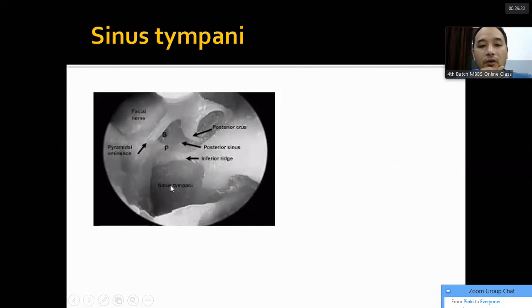Now this is an endoscopic picture. This depression cavity is the sinus tympani. This is the pyramidal eminence. This is the tendon of the stapedius muscle. This is the facial nerve. And deep inside is the sinus tympani, medial to the facial nerve. Deep to the facial nerve is the sinus tympani, and the facial recess is lateral to the facial nerve.